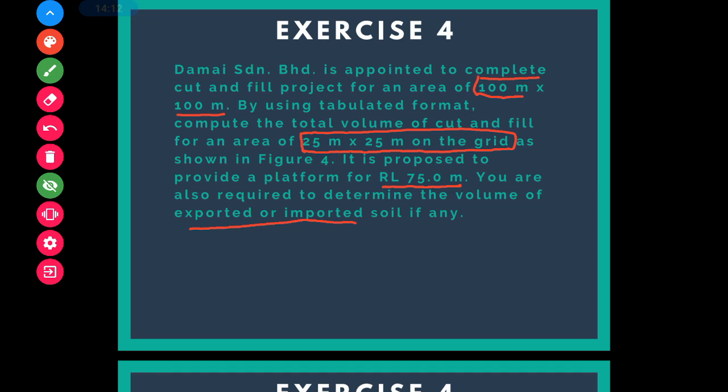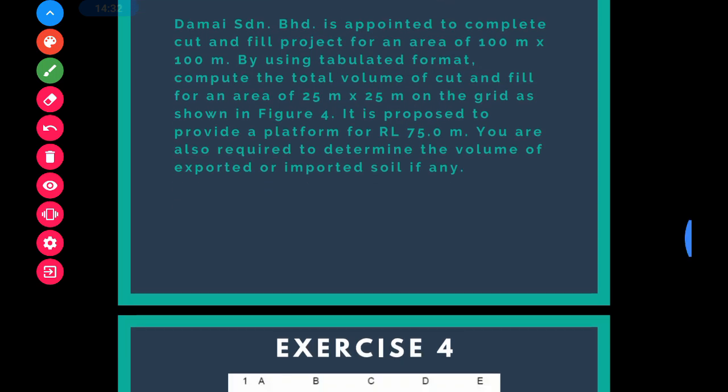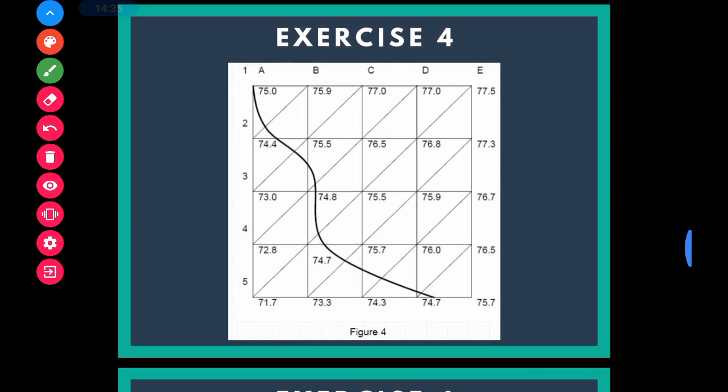Okay, so for this question, you are going to apply tabulated format here. Basically, tabulated format is a simplified method of the grid method. And then the level that you want is 75 meter. So we look at the diagram, figure 4 here. You can see the line here. So this line indicates the level of 75. And then the RL that you want is also 75.